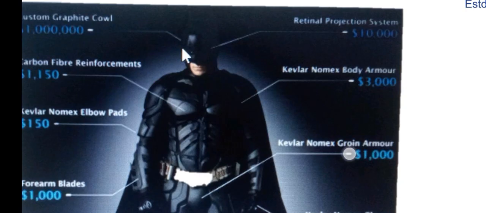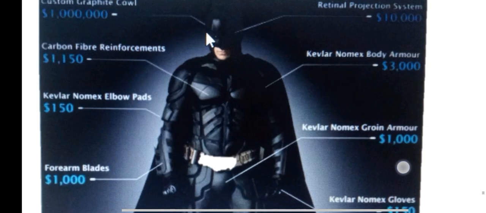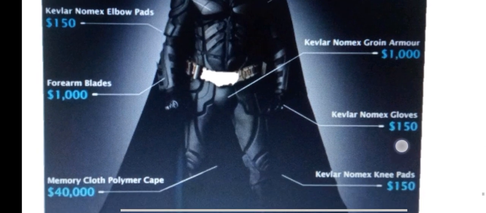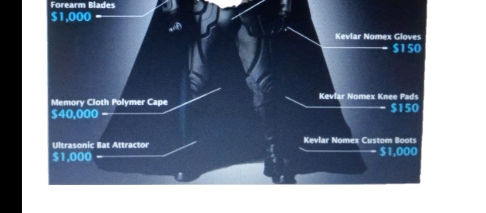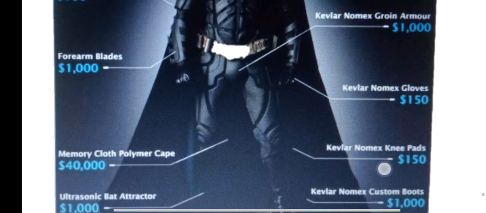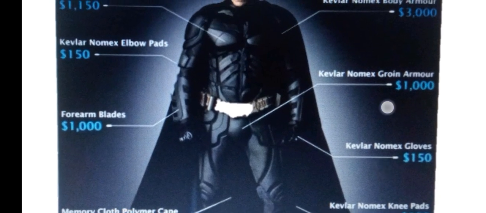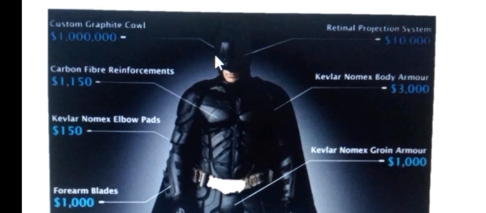So these are the products in which Kevlar fabric is used. The retinal projection system, Kevlar Nomex body armor, Kevlar Nomex groin armor, Kevlar Nomex gloves, Kevlar Nomex knee pads, Kevlar Nomex custom boots, ultrasonic bat attractor, memory cloth polymer cape, four forearm blades, Kevlar Nomex elbow pads, carbon fiber reinforcements, custom graphite cowl.